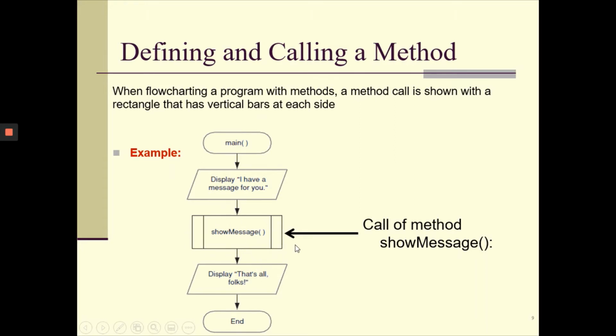As I said earlier, when you talk about a method, you need to know how to define the method. You need to know how is the method definition, and also you need to know how to call the method. So this representation is used for calling the method. We have a rectangle and we have vertical bars at the left and right of the rectangle. After this method call, you are going to print "that's all". So this is what you have in your main method.